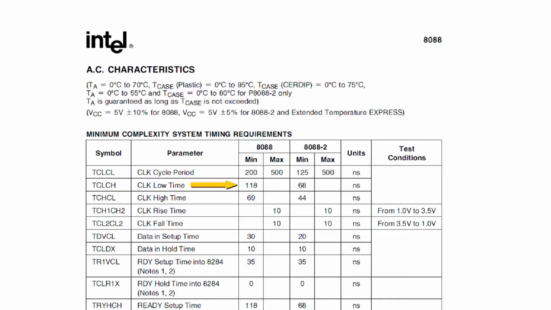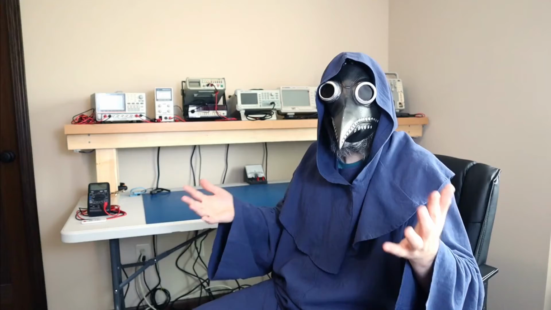So, do we really need exactly 33%? Probably not, but we should respect the minimum low and high clock times in the datasheet. That means if we run the 8088 at a slow enough clock speed, then we might be able to get away with a 50% duty cycle. But regardless, let's just stick with 33%.